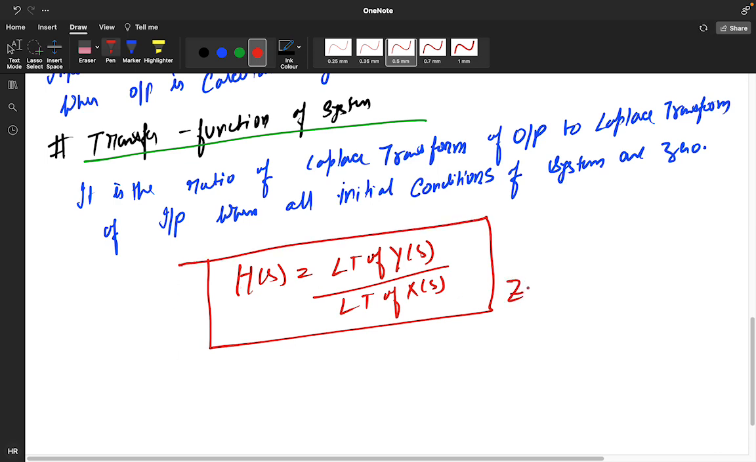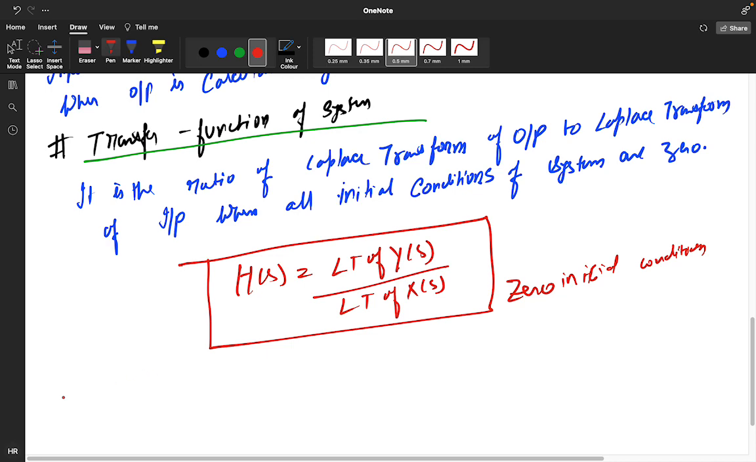So here, zero initial condition means v of 0 minus, i of 0 minus, whatever we are doing with a capacitor, inductor in a network, all are 0. So we are assuming the circuit's initial condition was 0.